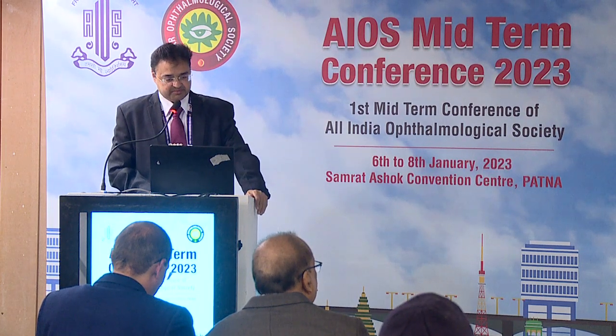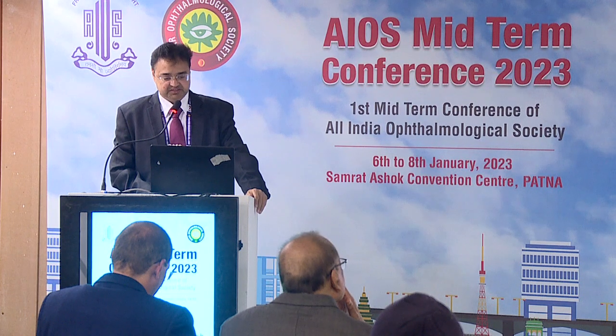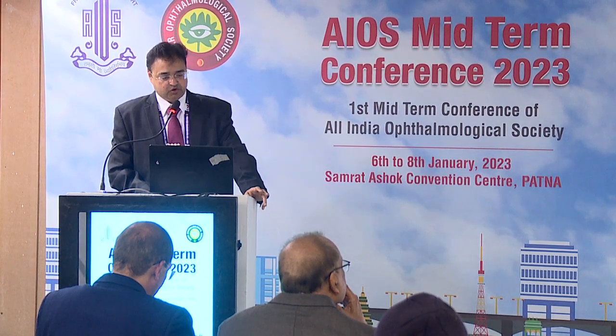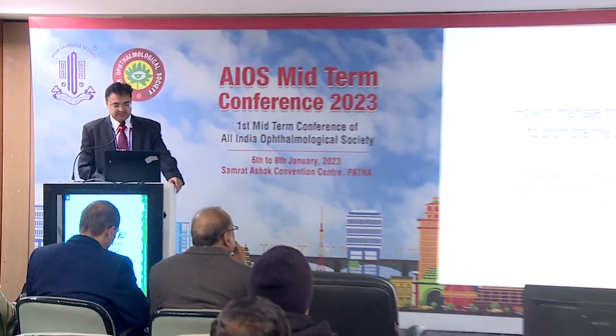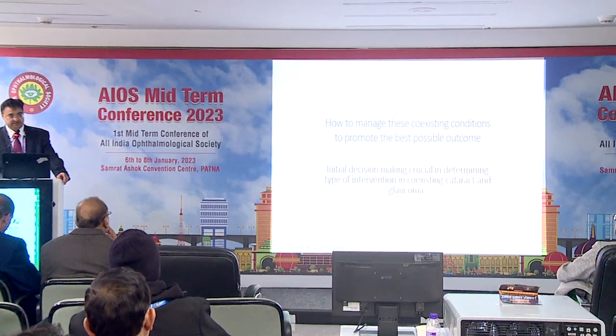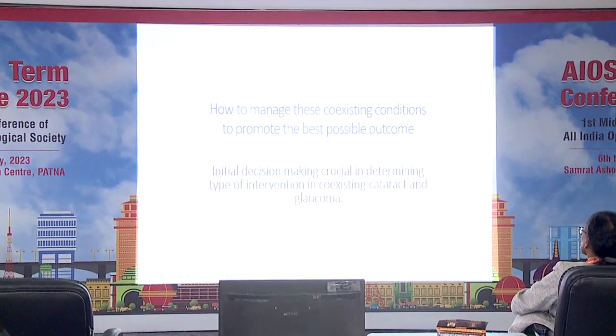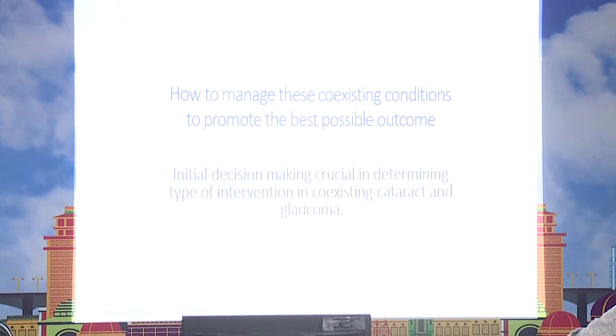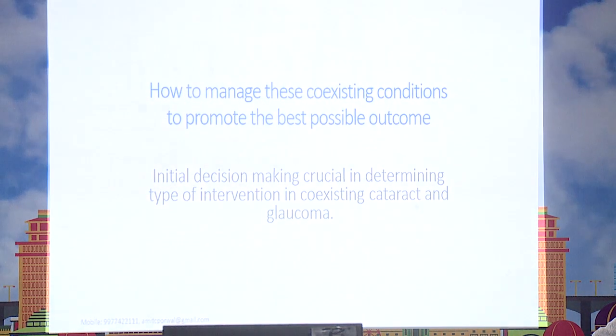So I'm going to talk on management of coexisting cataract and glaucoma, no financial disclosures. We all know that this is a very common disease because of the aging process. How to manage this condition to promote the best visual outcome is the important question which arises in everybody's mind. So the initial decision making is crucial in determining the type of intervention in these combined diseases.